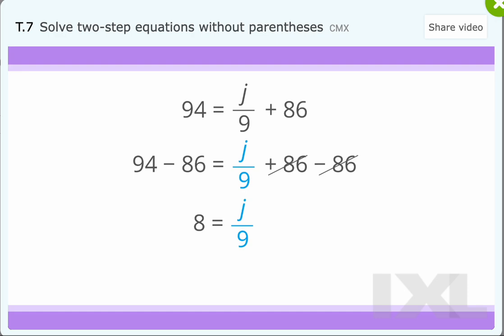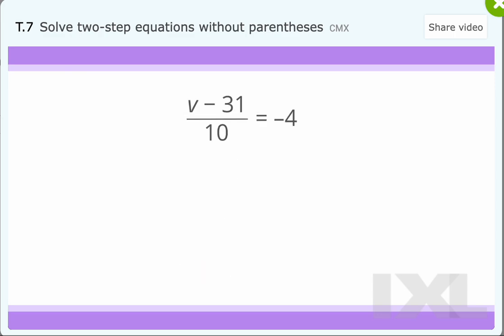Now we have 8 equals j over 9 and are still trying to isolate the variable j. j is being divided by 9, so we'll need to multiply by 9 on both sides to isolate it. When we simplify, 9 times 8 is 72, and our 9's cancel, leaving us with j. So j equals 72. Nice job!